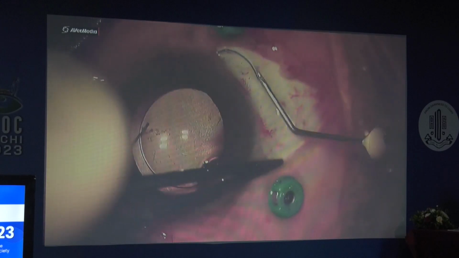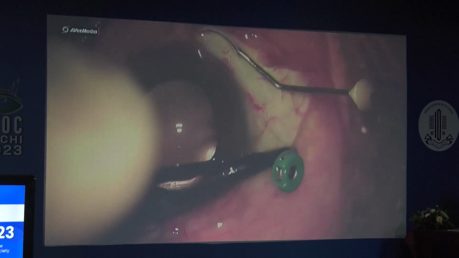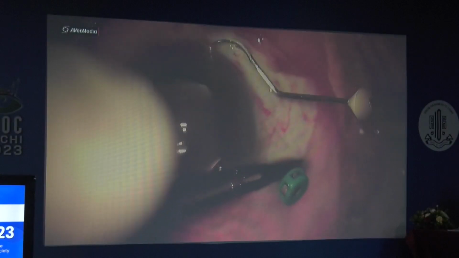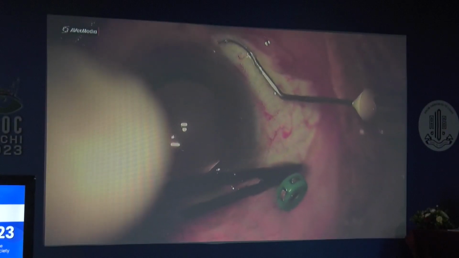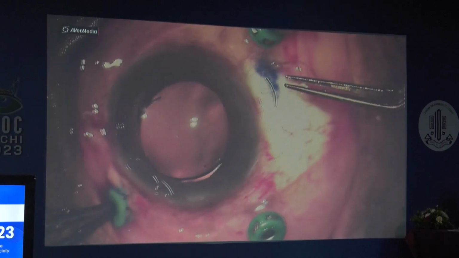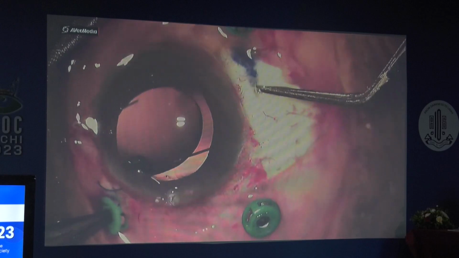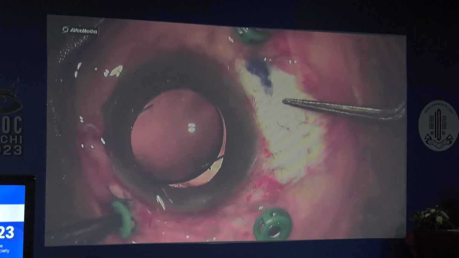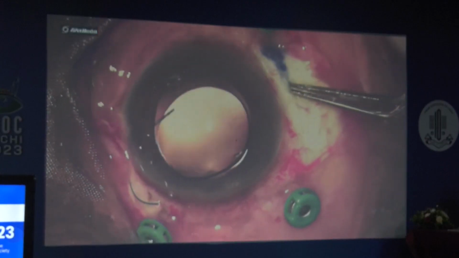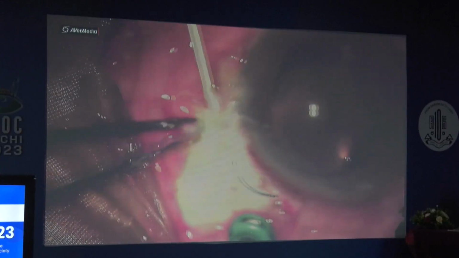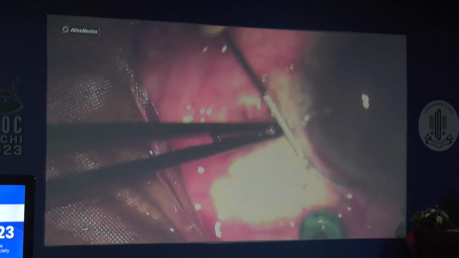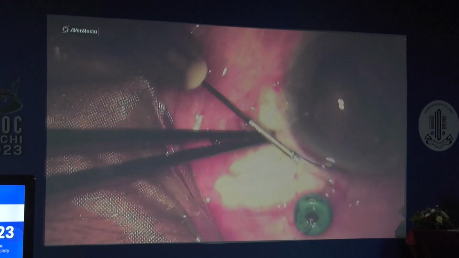Now we create a scleral tunnel. Mind you, initially it was a scleral flap, now we are making a scleral tunnel with a 26 gauge needle which has been filled with dye. The dye is injected for better identification of the tunnel, and very nicely and very gradually the haptics are fed into these tunnels. The similar process is repeated on the other side.